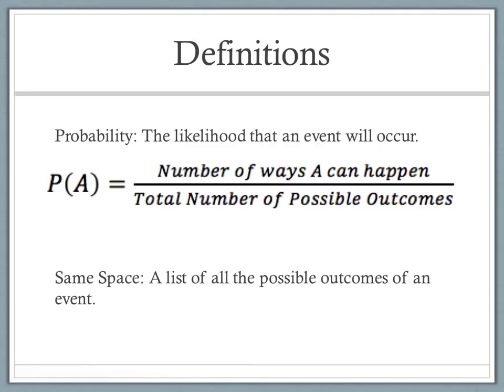So first, here's your definition. Go ahead and pause it and write them down. The probability is the likelihood that an event will occur. The probability of A, where A is some event, we can represent as the number of ways A can happen over the total possible outcomes. Then sample space is a list of all the possible outcomes of an event. Go ahead and write these definitions down.